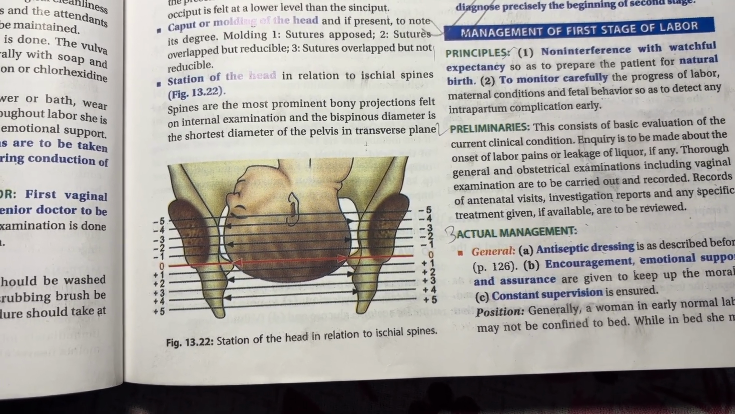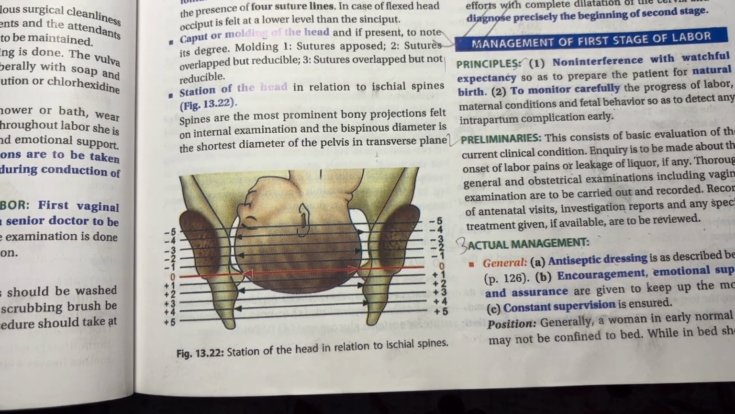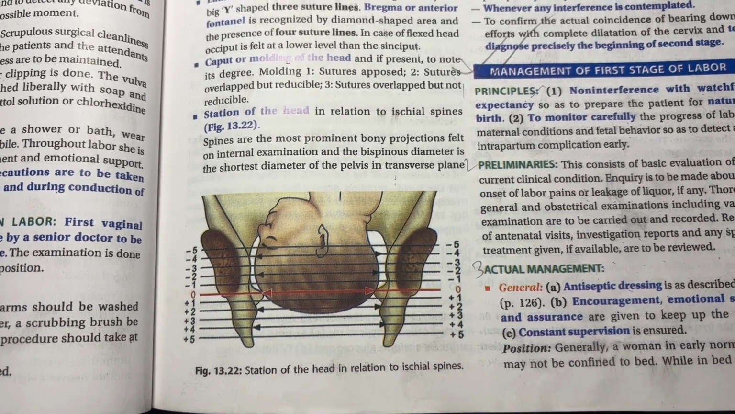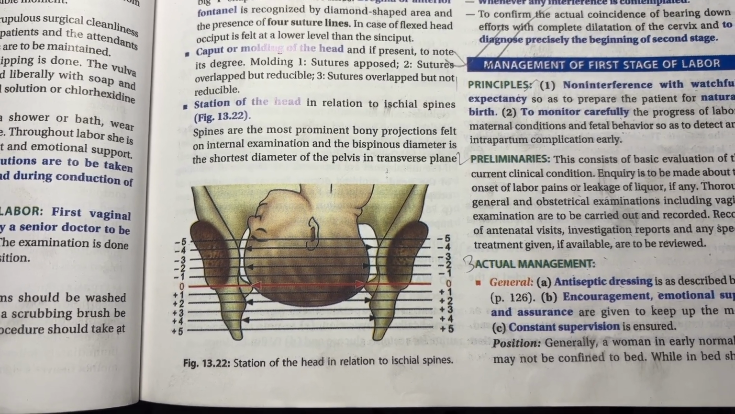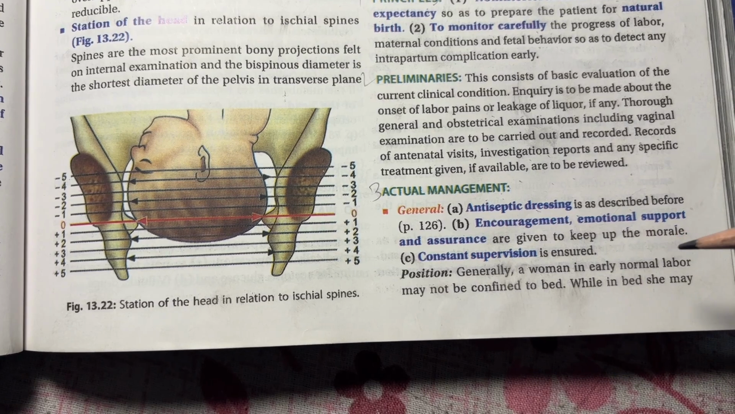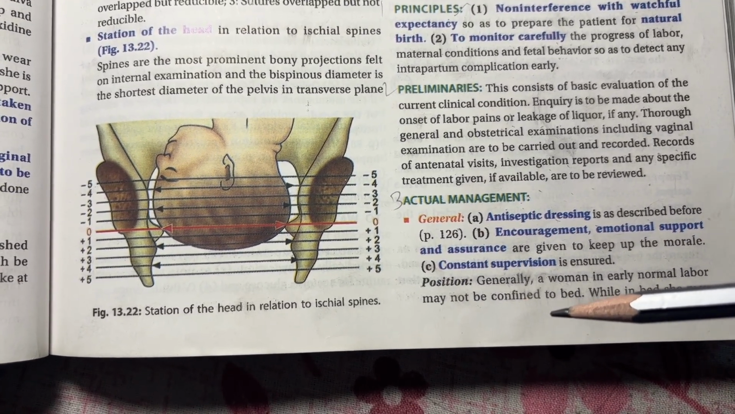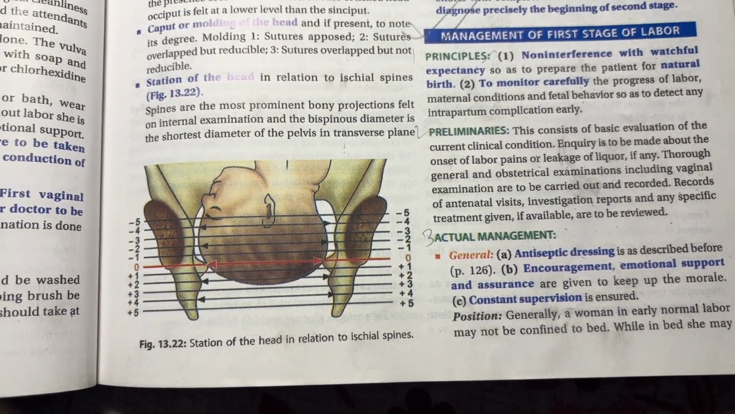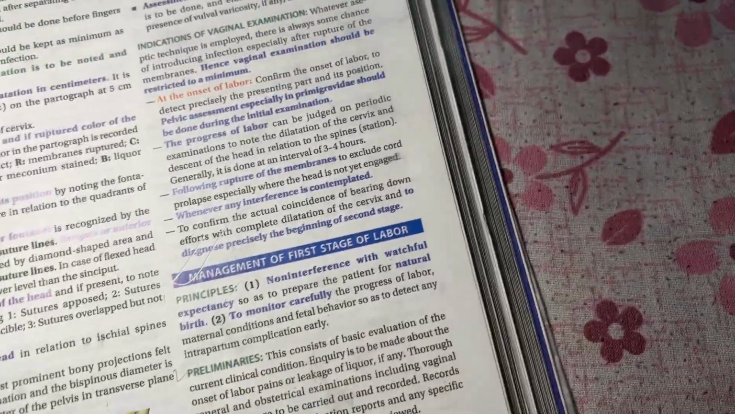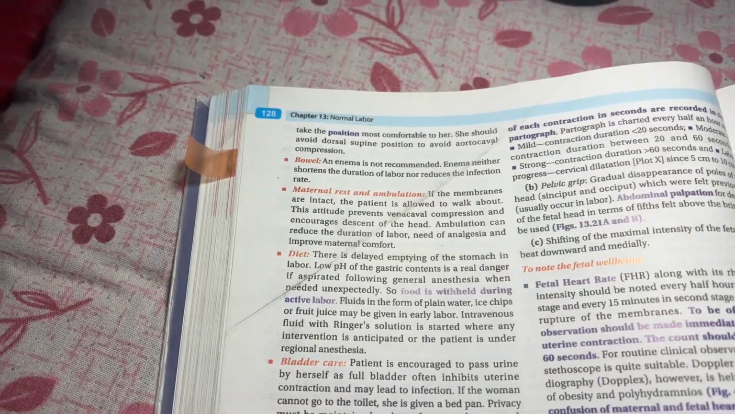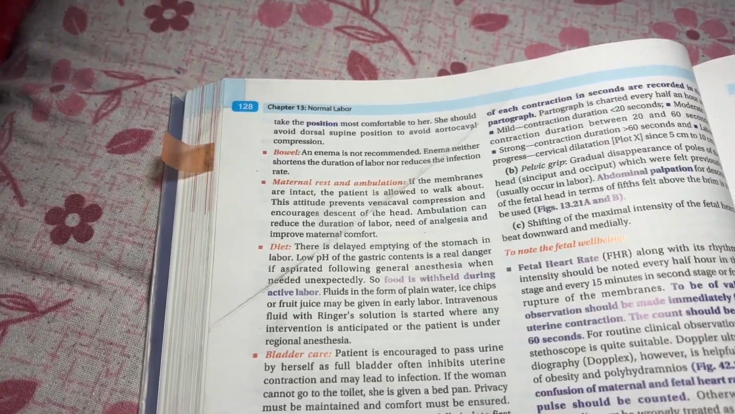We have to continuously assess and monitor the mother to see whether the delivery is progressing or not. We need constant supervision. Regarding position, a woman in early normal labor may not be confined to bed. While in bed, she may take the position most comfortable to her. It depends on the mother in the first period of labor.